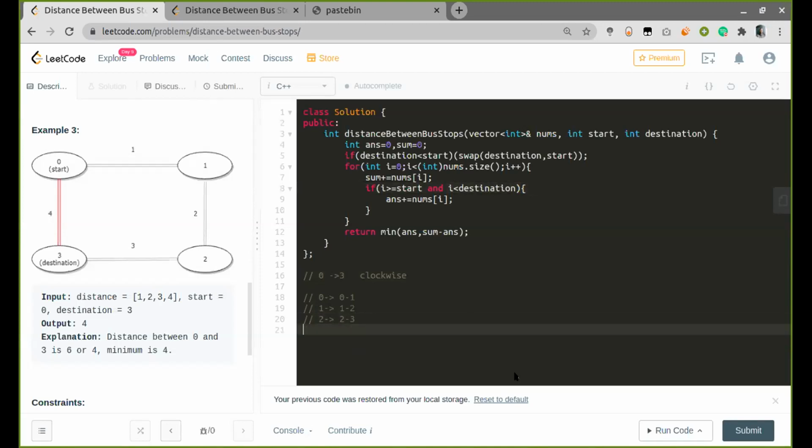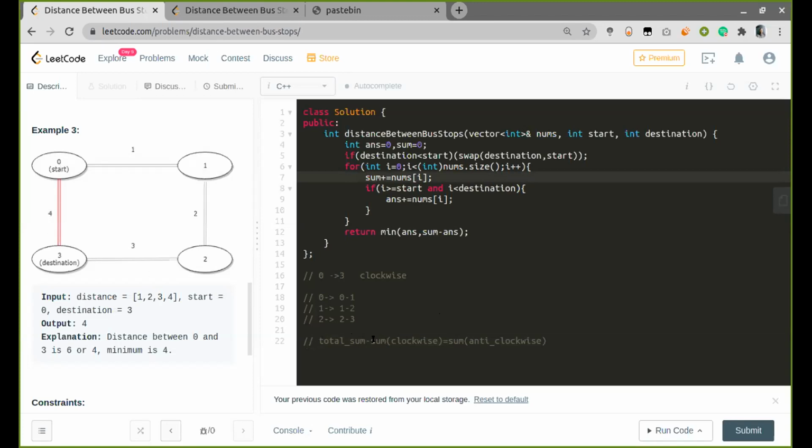And again, for the anti-clockwise direction, it will be the total sum of the cost minus the sum which I got in clockwise direction. So this will be the value in anti-clockwise direction. So what are you storing in your total sum? So the total sum will have the sum of all the values in the vector.